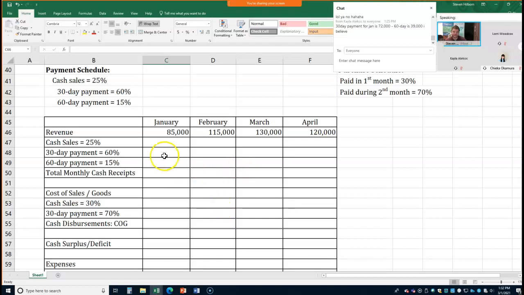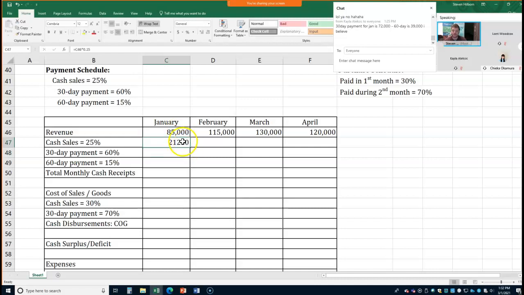Okay, so let's start at the top. So because we're in Excel, this will be much easier. We can create lovely formulas for this. So what I'm going to do is say, my cash sales will be 25% right away of the revenue in that particular month. So it'll just be 85,000 times 0.25, enter.